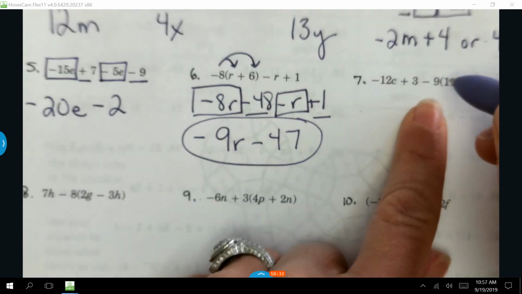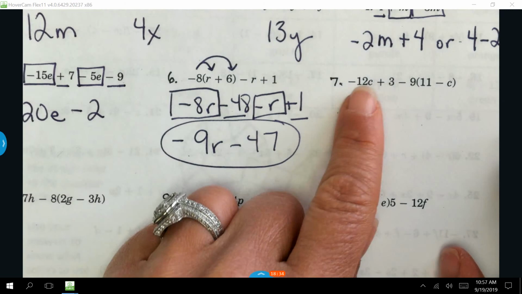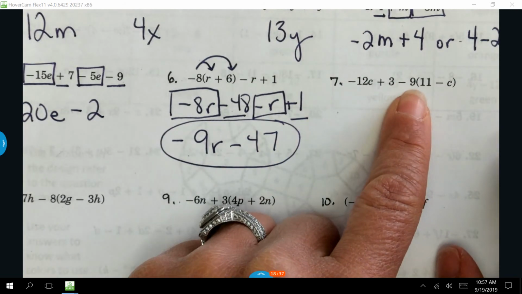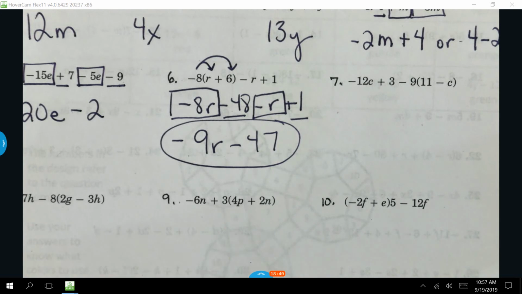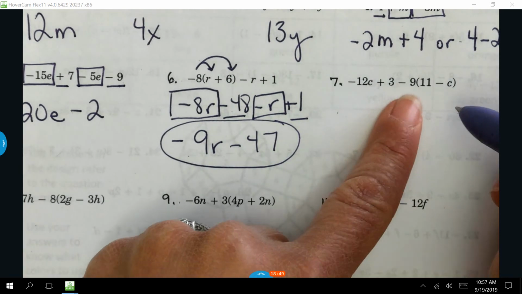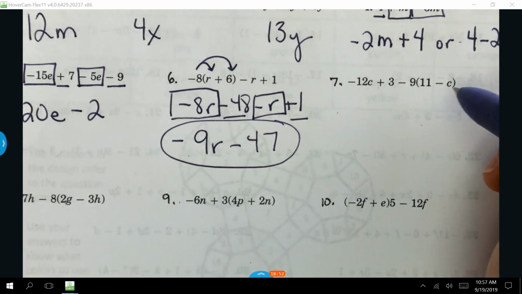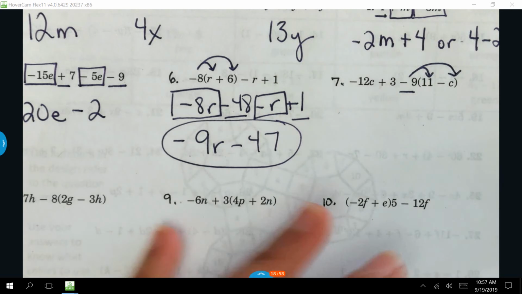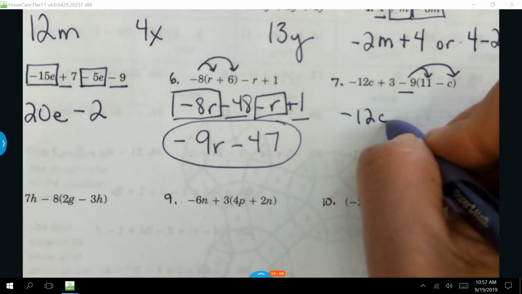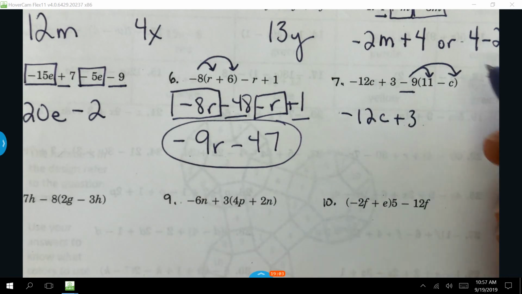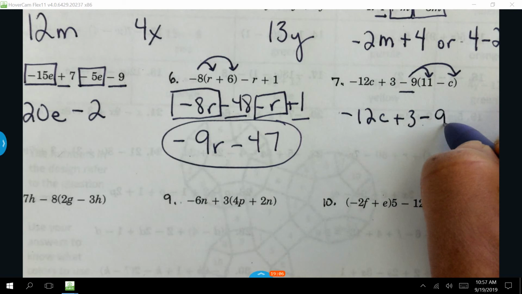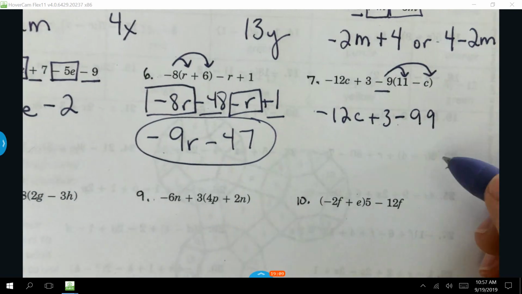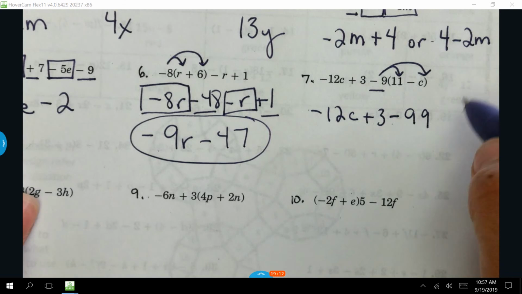Here, we have to distribute what? What are we going to distribute here? We have to distribute a negative 9. So we're going to recopy negative 12c plus 3. And that, what will we have? Minus 99 and plus 9c.